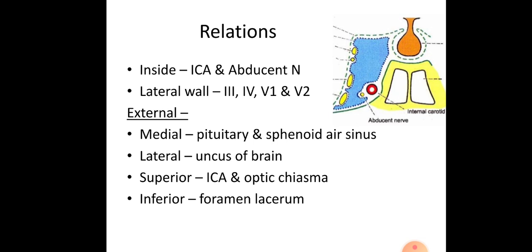Now the external relation, medially, here you can see there is the pituitary gland, that orange color, and the sphenoidal air sinus. All these are very important for a surgical approach. Then laterally, lateral to the lateral wall, there is the uncus of the temporal lobe of the brain. Superiorly, there is again this internal carotid artery, though it is seen inside, it pierces the roof and comes posteriorly, so it is also related above, and the optic chiasma. Inferiorly, there is the foramen lacerum.